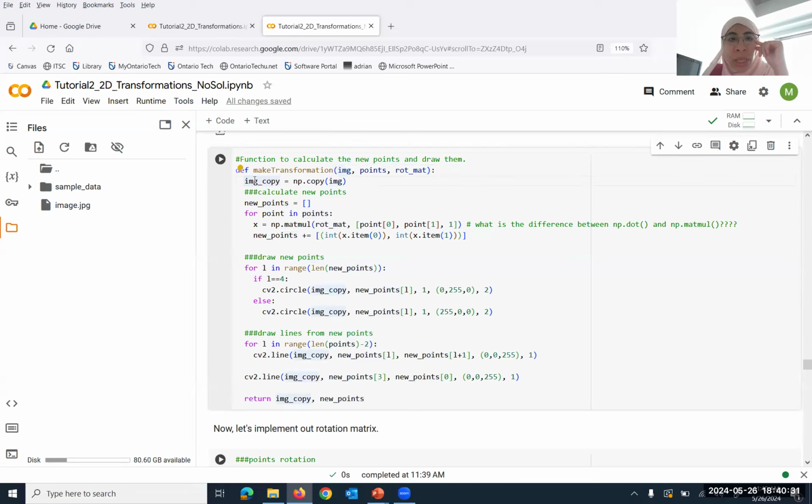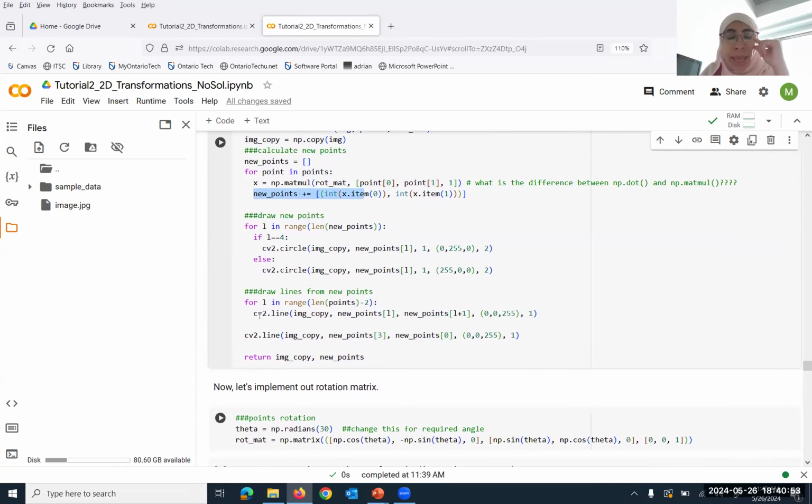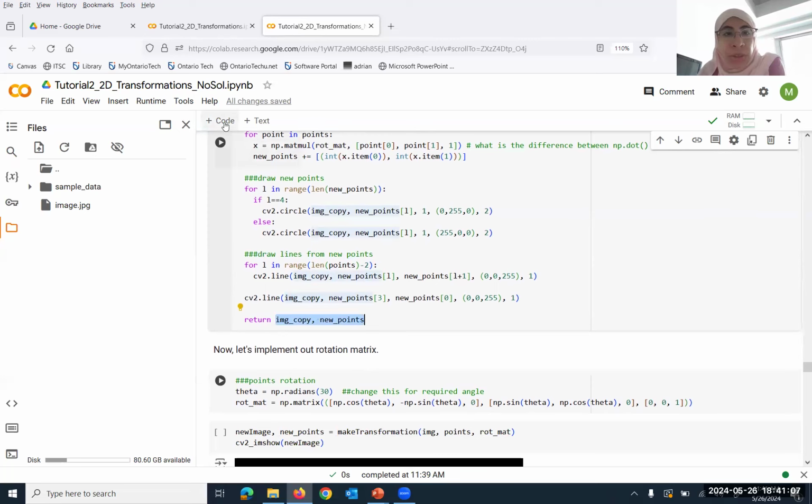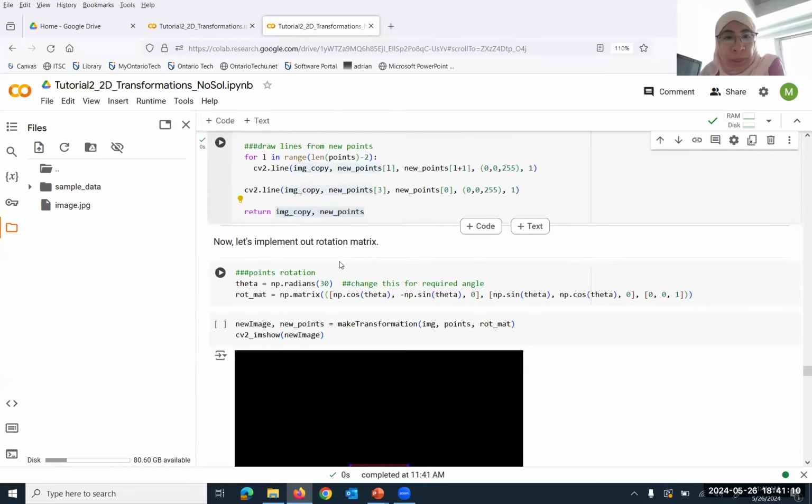So here you will take a copy of your image. This will draw over the original image and then compute the new points. The new points will be taking each point multiplied by your matrix, take the resultant point as an additional point, and you're going to go through all of the points and apply it. And then we draw the points and the lines in our new image, and return both the new image and the new points. Okay, so these are already provided for you. You don't need to implement anything there.